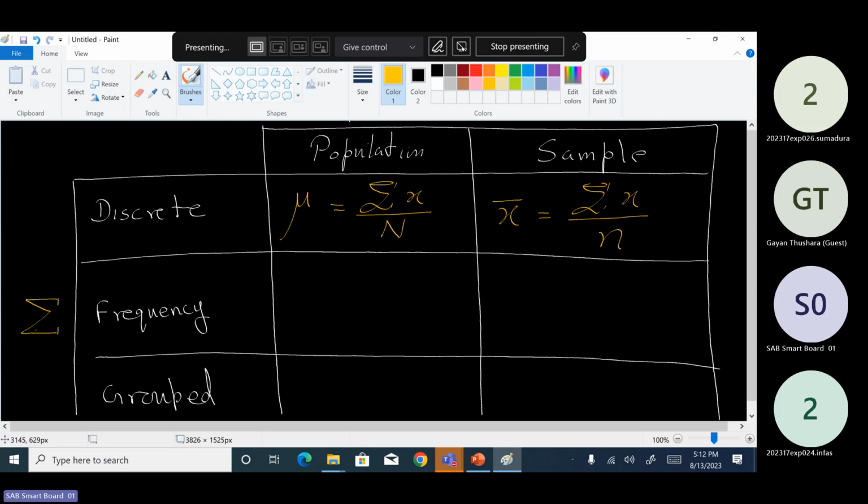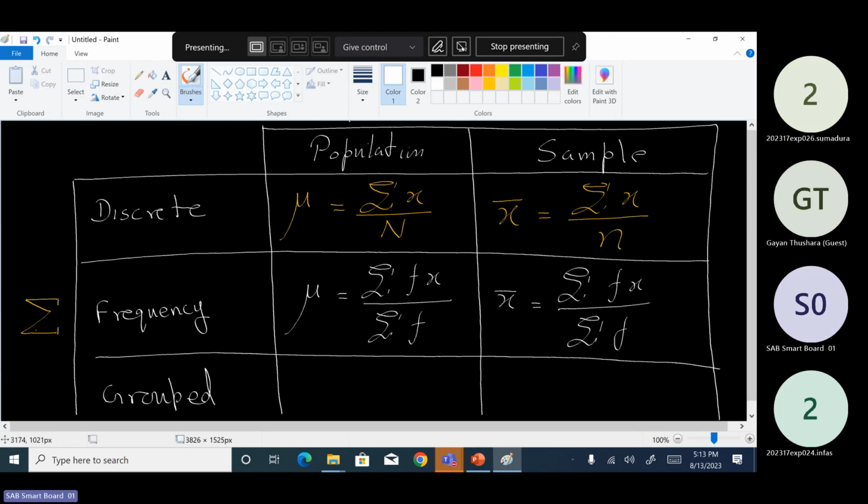Then population frequency. Population frequency: mu equals sigma fx over sigma f. And if you have sample frequency type, x bar equals sigma fx over sigma f.